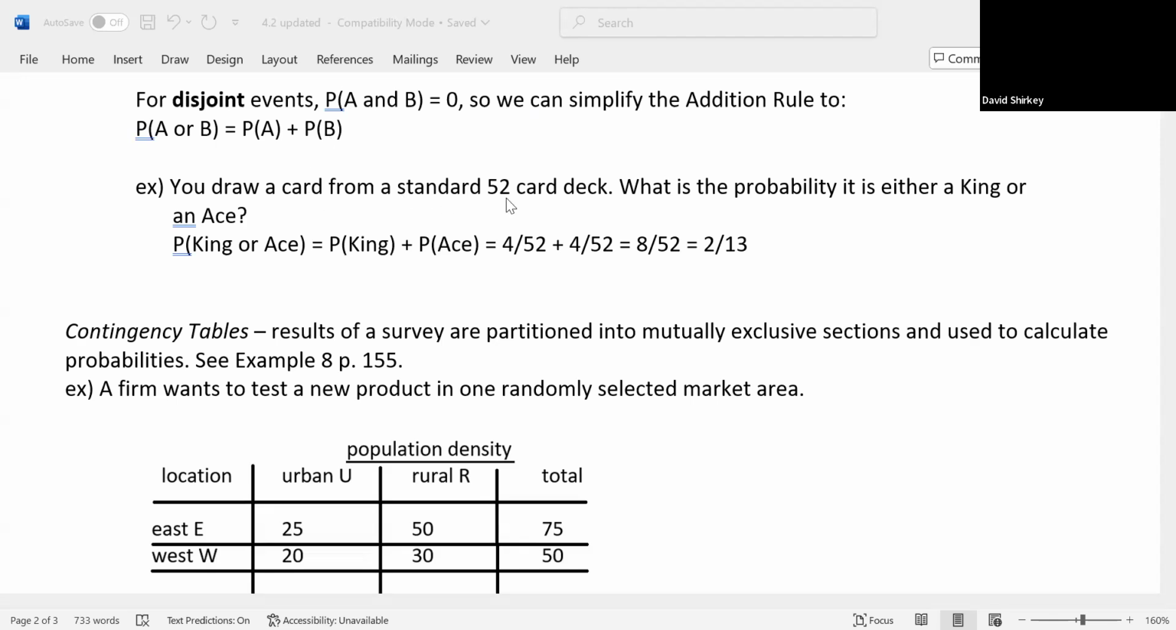Example, you draw a card from a standard 52 card deck. What is the probability that it is either a king or an ace? Well, in this case, the probability it's both a king and an ace is 0, right? So the probability of king or ace is just going to be the probability of a king, which is 4 over 52, plus the probability of ace, which is also 4 over 52. That's 8 over 52, which reduces to 2/13.